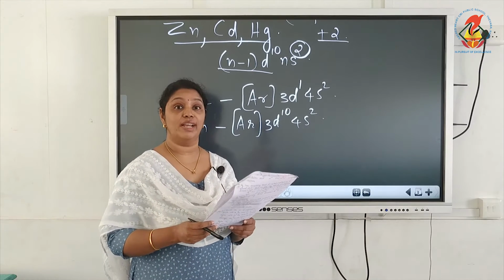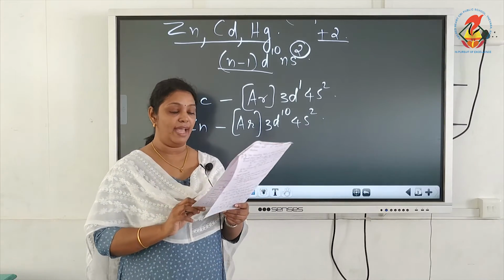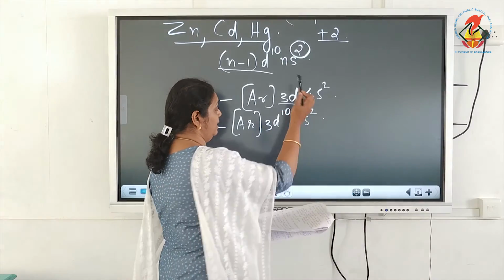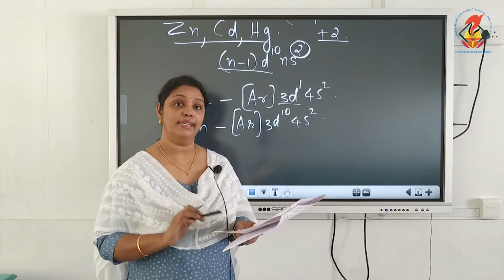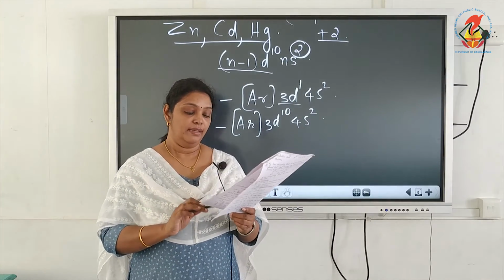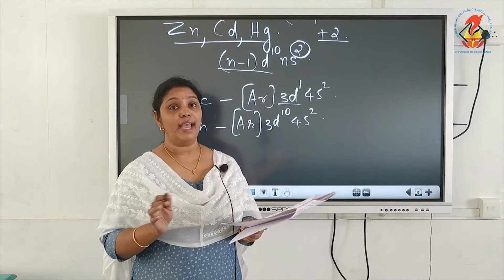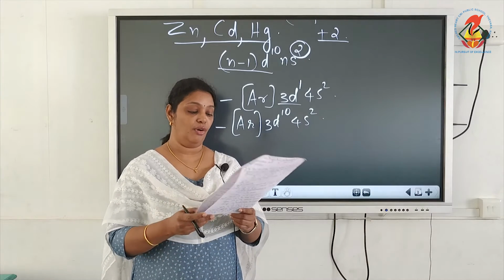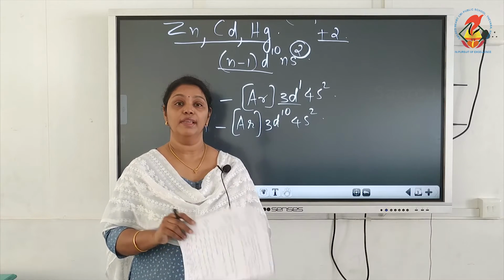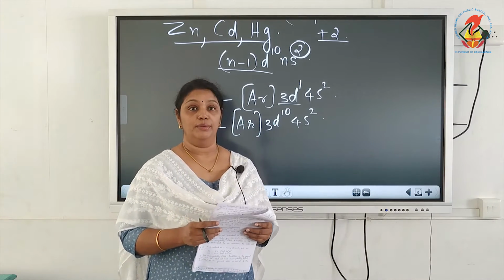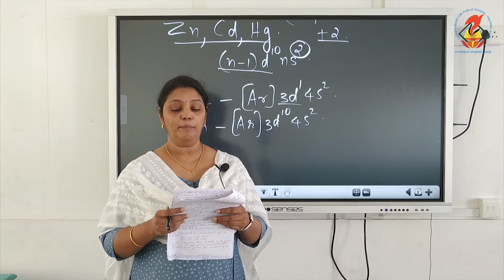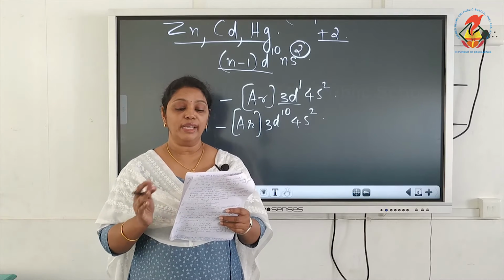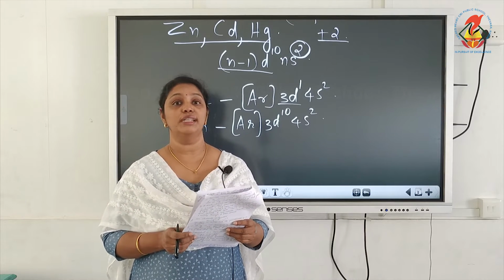Now the question is, why is scandium a transition element? Because scandium has an incompletely filled d orbital in the ground state. You can see there is only one electron in the d orbital. Whereas zinc does not have an incompletely filled d orbital in the ground state as well as in the common oxidation state. Now question number 5. Silver has a completely filled d orbital in its ground state. How can you say that it is a transition element?